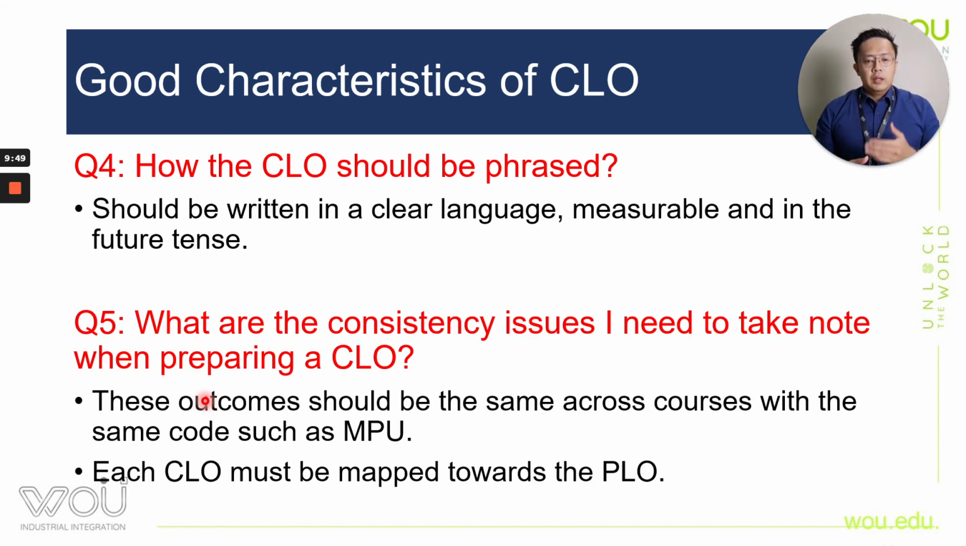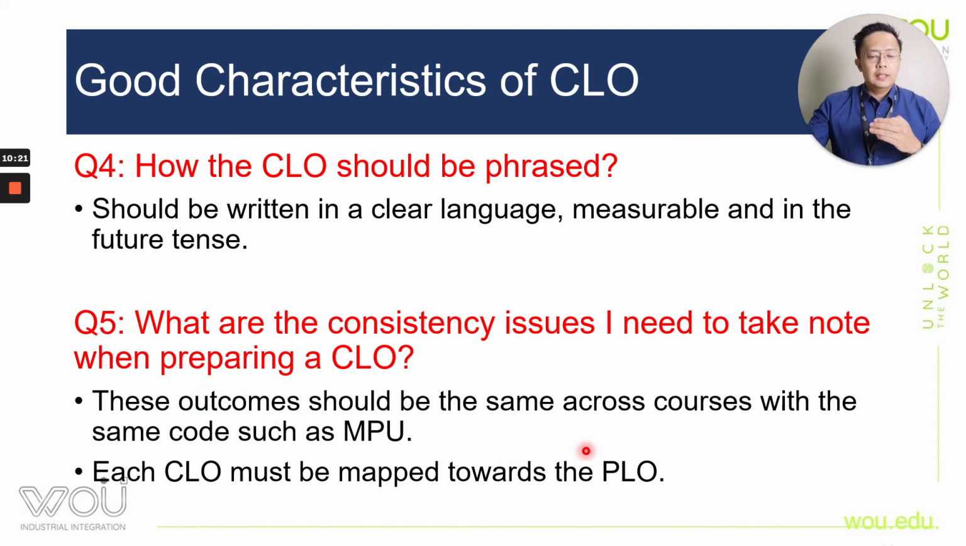Okay, then how should the CLO be phrased? The CLO should not be written using bombastic language. The CLO should be written in the simplest way possible, measurable, and in future tense. Remember, your CLO needs to be communicated to your students. You must write in such a way that it is simple, that can be understood by almost everyone with different backgrounds. That will be the best CLO, and that is measurable. Okay, so this is how your CLO should be phrased.